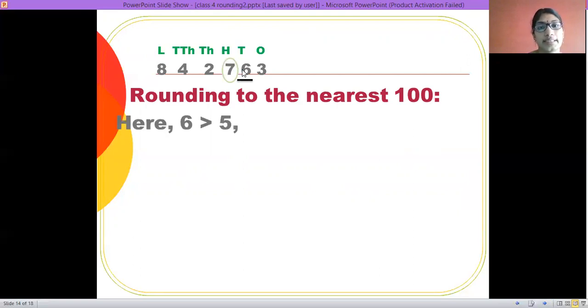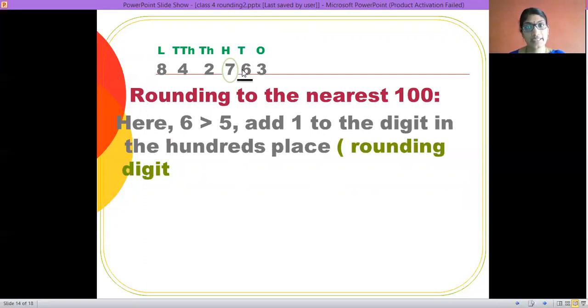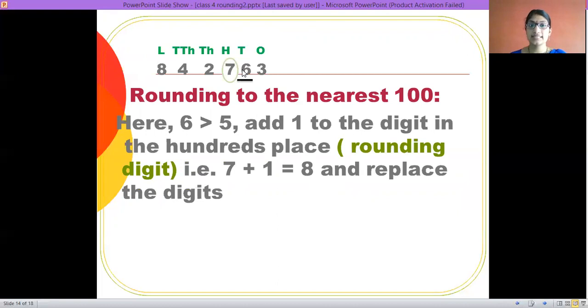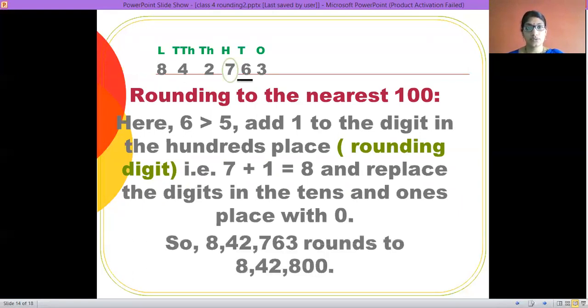Here, 6 is greater than 5. Add 1 to the digit in the hundreds place, that is the rounding digit. That is 7 plus 1 is equal to 8. And replace the digits in the tens and ones place with 0. So, 8,42,763 rounds to 8,42,800. Here we can see, children, 100 has 3 digits in it. So the last 3 digits of this number have been changed. As the right side digit of the rounding digit is greater than 5, we have added 1 to the rounding digit.